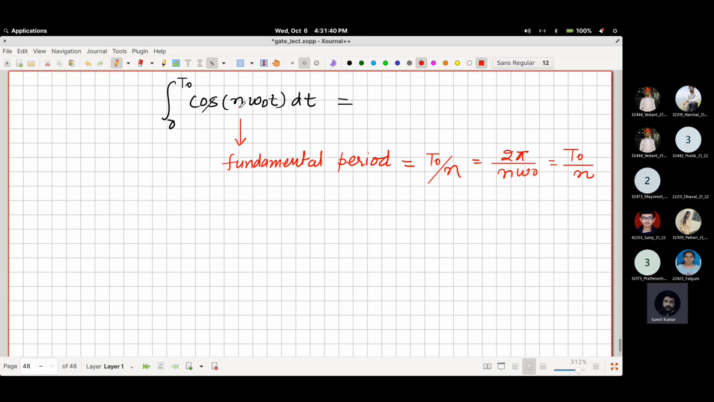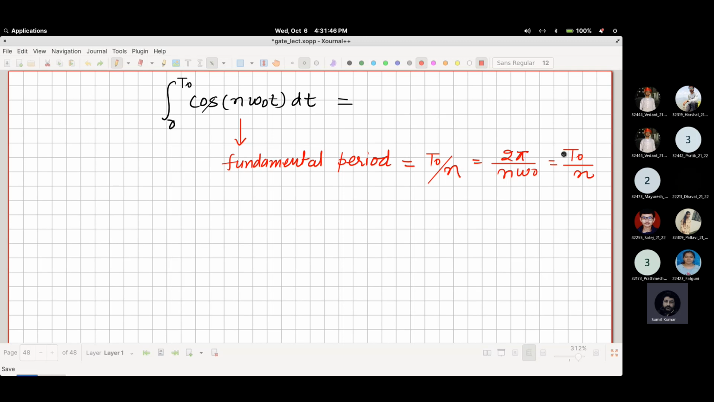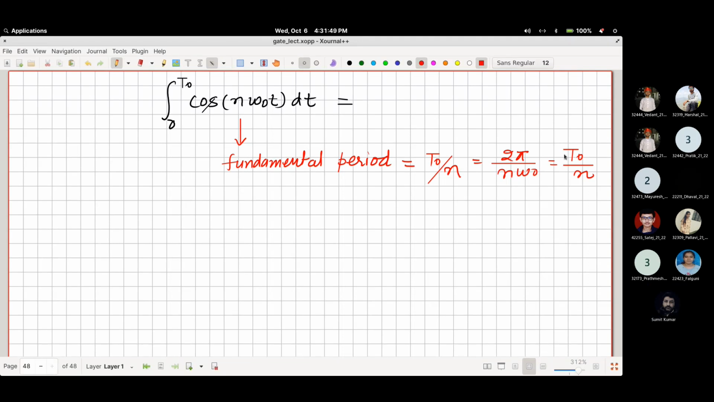What are we doing here? And what is n? n is an integer, a natural number, meaning a positive integer, right? So how many cycles are you integrating here? n cycles. How many cycles of cos n omega naught t come in 0 to t naught? n, sir. n cycles. What is the area of one cycle of cos? Zero, right? So what will be the area of n cycles? n times 0, that is equal to 0.